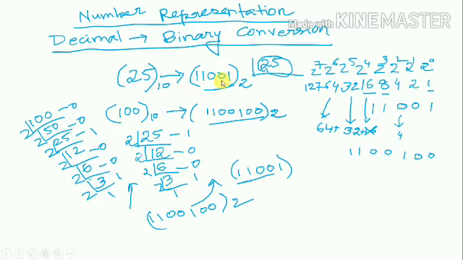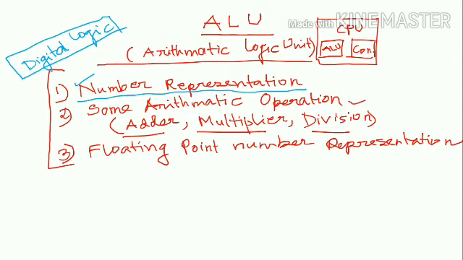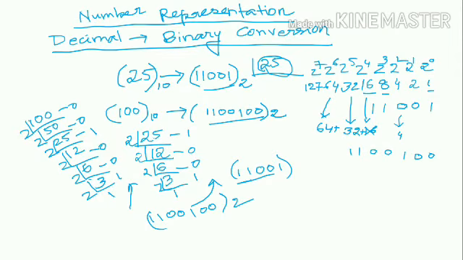So this is a different way to find your binary, from decimal to binary we can convert it. Clear? So in this course we have to study number representation, some arithmetic operations and floating point number representation. At first we will start with number representation. First we will see how a decimal number is converted into a binary number. This is not required in our syllabus, but it is a prerequisite for understanding.